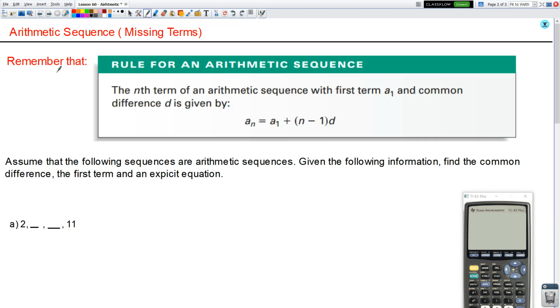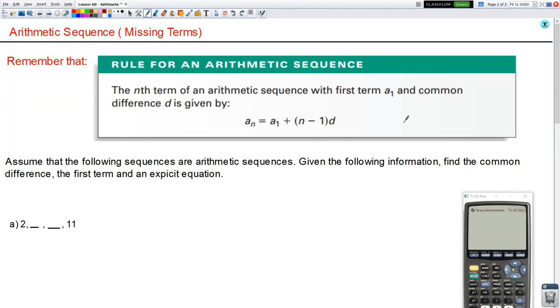Let's get started here. Now, let's remember that the explicit formula for any arithmetic sequence has this model, where an is the nth term, a1 is the first term, n is the term that we're interested in, and d is the common difference.